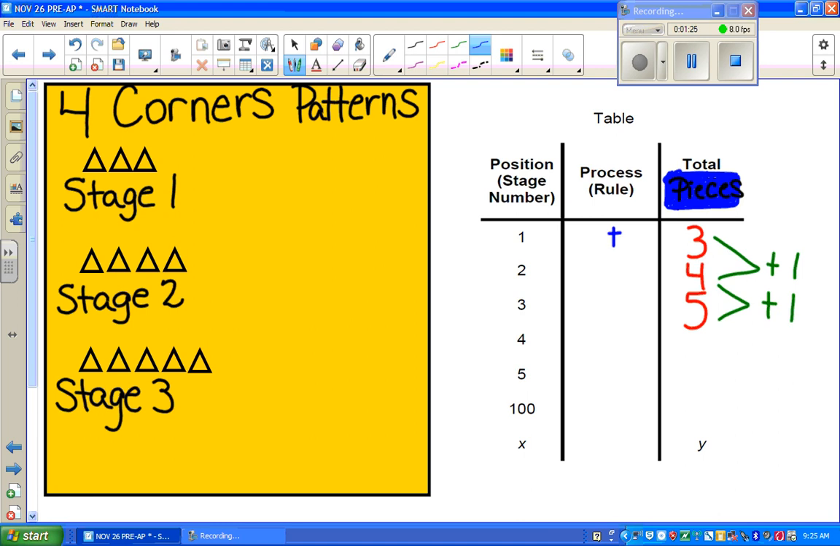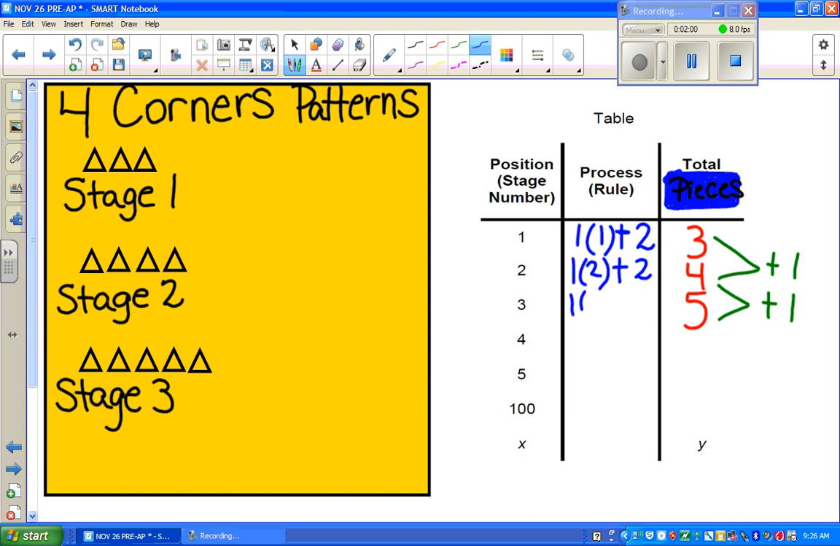So I'm going to do 1 times my stage number. Well, my stage number is 1 for the first one. And 1 times 1 doesn't give me the answer that I want, which is 3. So I need to add 2 to make it equal 3. Now let's see if this pattern continues to work. If I do 1 times 2, which is my stage number, plus 2, does that give me 4? Yes, it does. So that is my process or my rule.